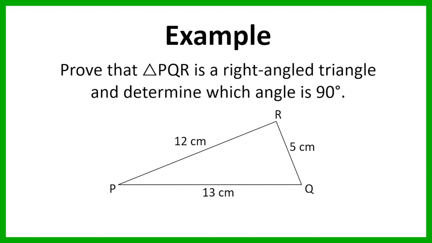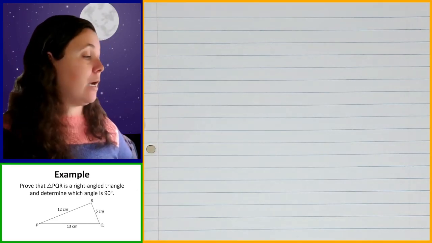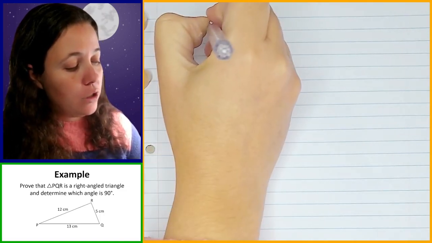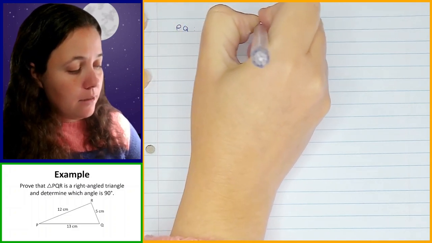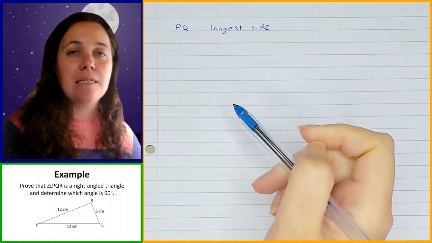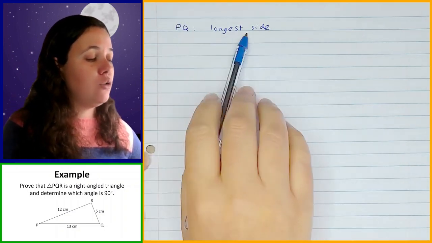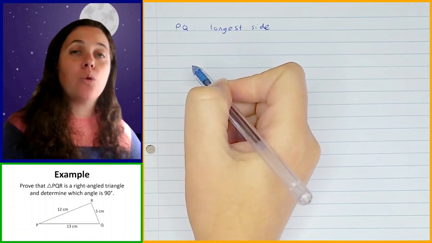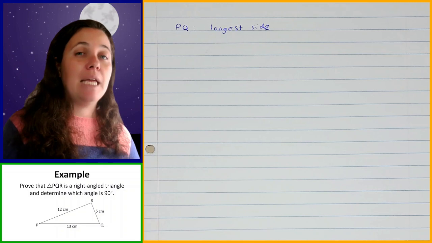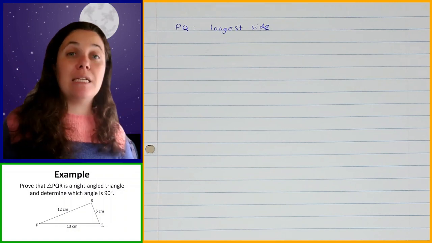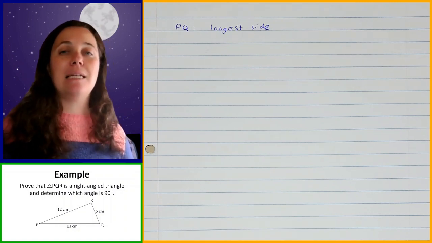So the first thing we need to do in order to prove that this is a right angle triangle is identify which side in this triangle would actually be the hypotenuse. Okay, so PQ is the longest side, which means that it would be the hypotenuse, which is opposite the right angle, if this is a right angle triangle. Once we do that, we need to use the lengths of the sides and determine whether or not Pythagoras' theorem is valid for this triangle. And if it is, that means that this is in fact a right angle triangle.